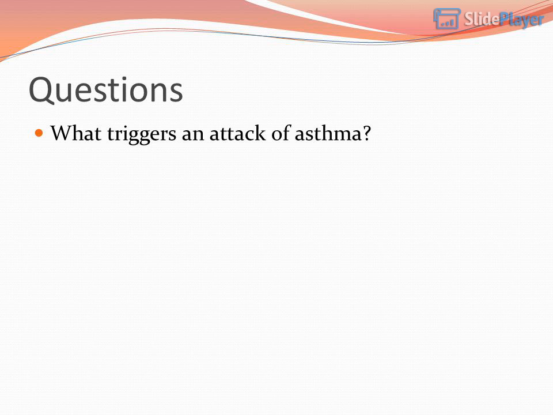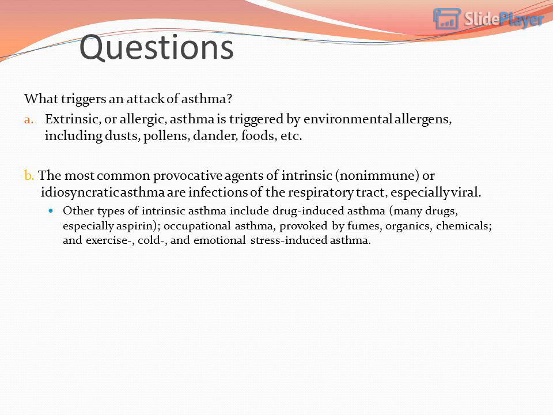Questions. What triggers an attack of asthma? Extrinsic, or allergic, asthma is triggered by environmental allergens, including dusts, pollens, dander, foods, etc.